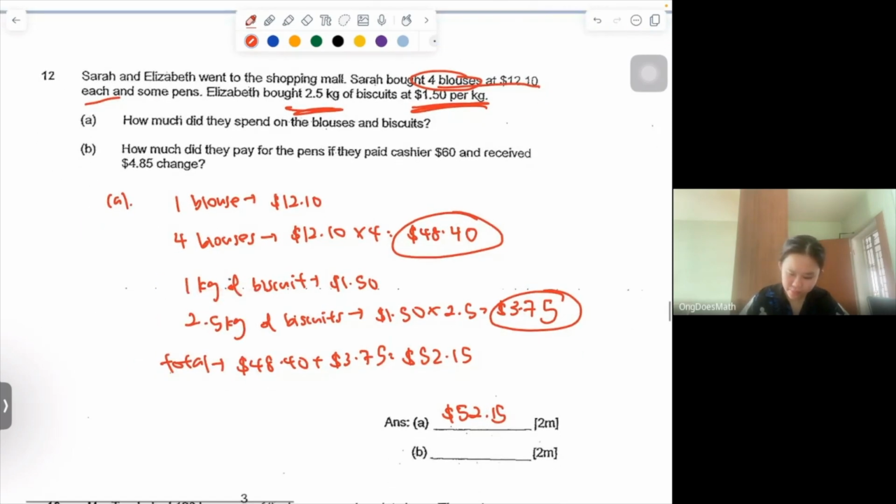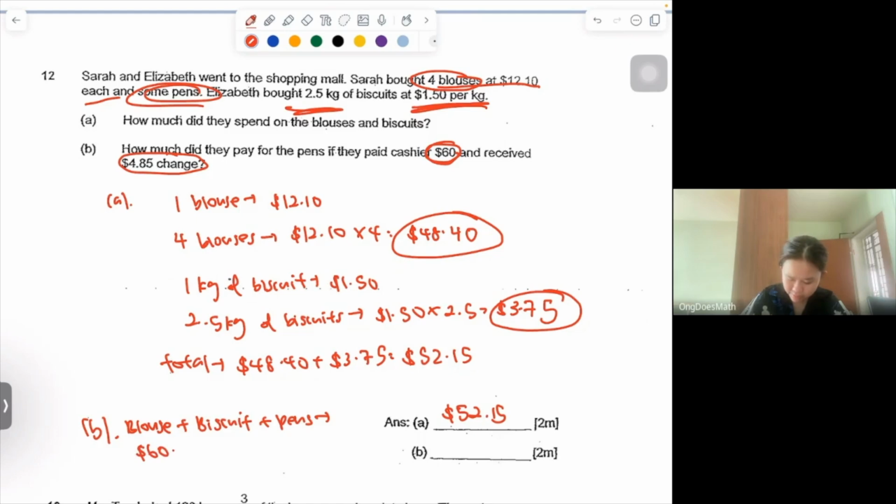Now part B. How much did they pay for the pants if they paid the cashier $60 and received $4.85 change? The question also noted that they bought some pants. So firstly, we want to find out how much the pants, blouses, and biscuits cost altogether. We can do that by taking how much they paid the cashier minus the change that they received. So blouse plus biscuit plus the pants actually cost you $60 minus $4.85.